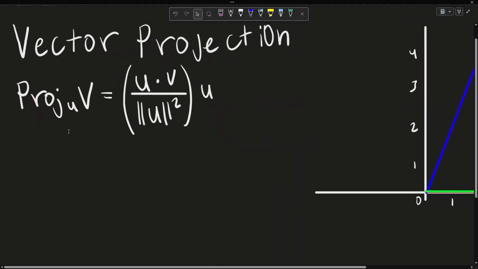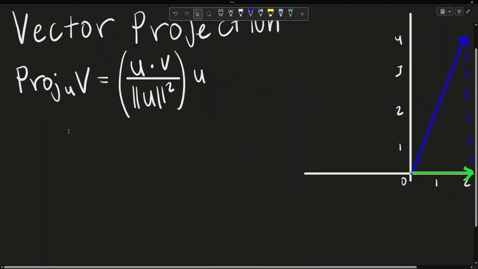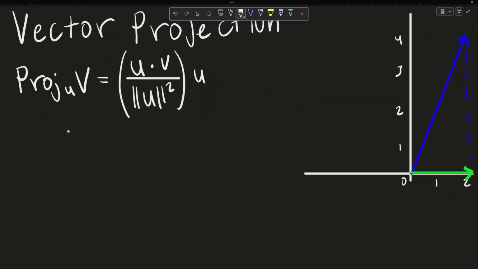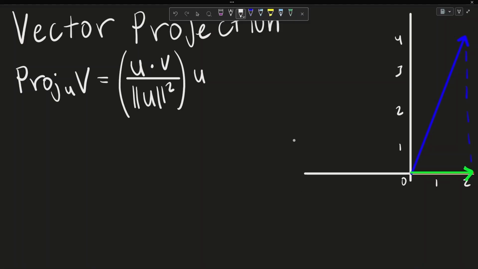I'd like to point out an interesting fact about how this is derived. What you might notice is that this is very similar to the cosine similarity that we explored in the previous episode. So let's write out the cosine similarity again. We find that the cosine similarity, so cosine theta, equals u dot v over the magnitude of u times the magnitude of v.